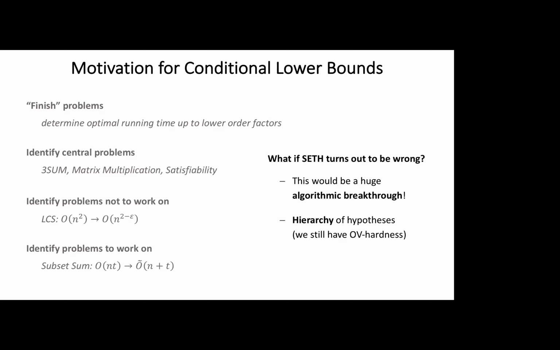So most likely we would still have a reason why longest common subsequence is hard, even if we have a faster satisfiability algorithm. And more generally, this area is about studying the implications of current barriers. These hypotheses that are formulated about 3SUM and satisfiability and so on, they formulate what are central barriers that we don't know how to overcome.